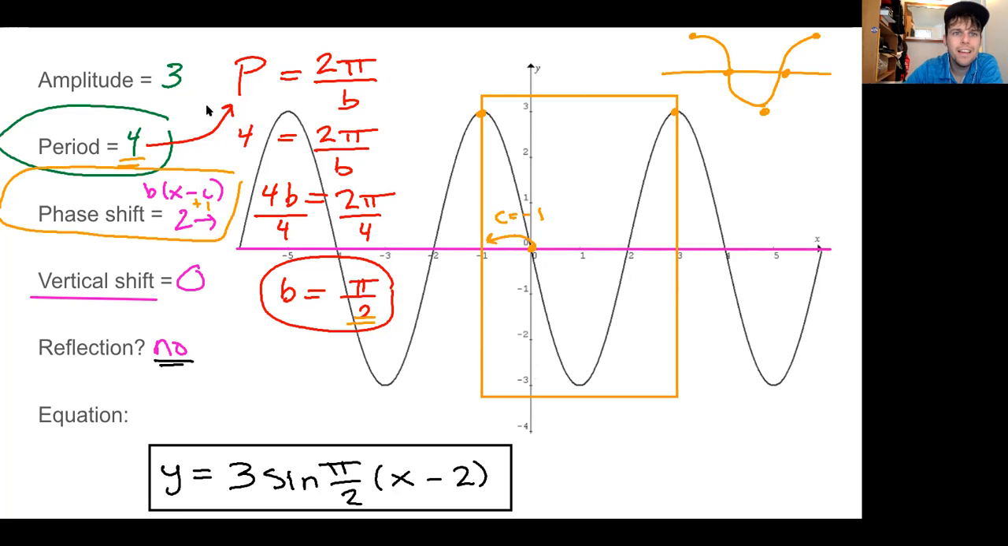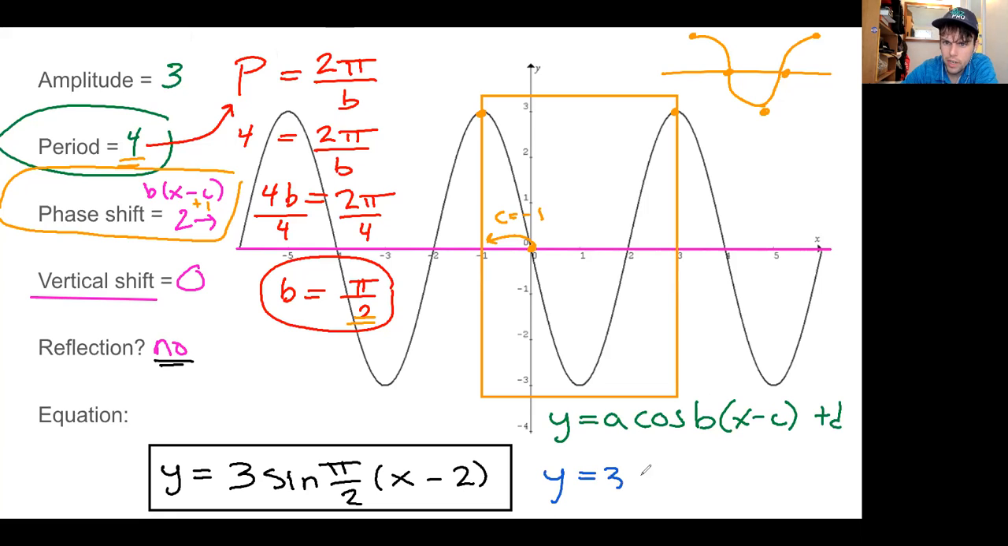All right, let's try to write this equation here. So we got y equals a cosine b x minus c plus d. I'm going to go ahead and write this one out. So some similar parts. Our amplitude is 3. Cosine, our b value is still pi over 2.